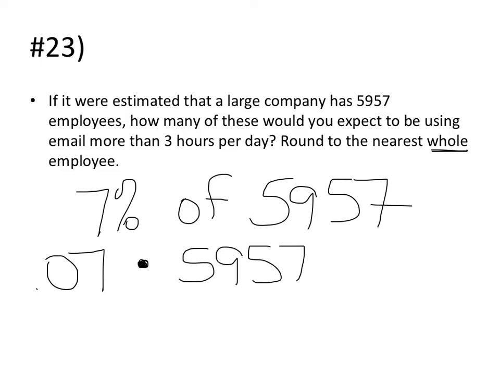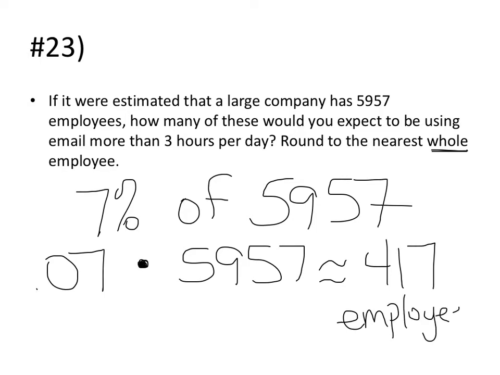So you're going to put the percent as 0.07 times 5,957. Plug that into your calculator: 0.07 times 5957, and you get approximately 417 employees, because you get 416.99.